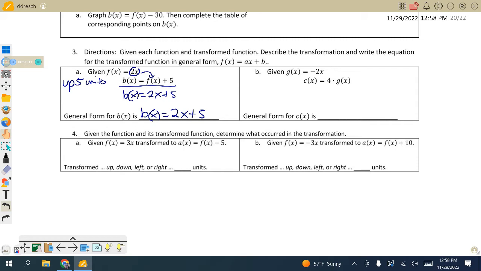Let's look at number 4 down below. Let's look at letter A. Same thing. On letter A, tell me what is happening here. I give you 3x. What does this transformation right here tell me to do? It's a minus 5 at the end, and down 5 units. Okay, that's it. Can you read the notation? I'm going to do another one right below that. Let's put the letter C on there. What if I give you this one?